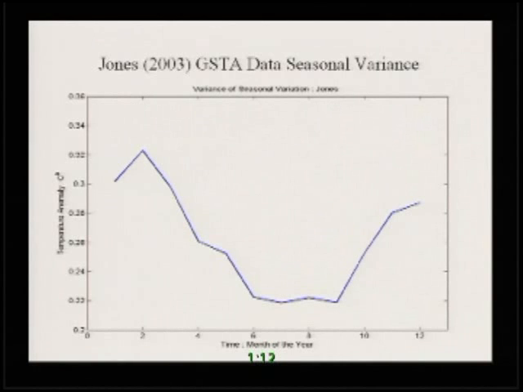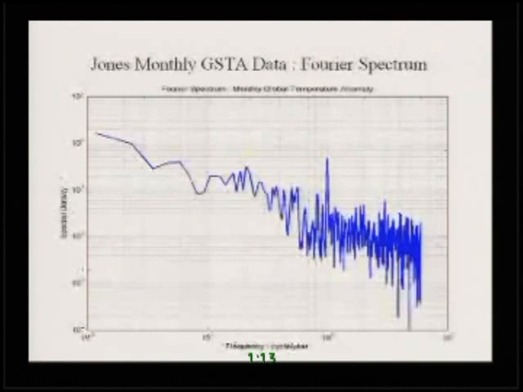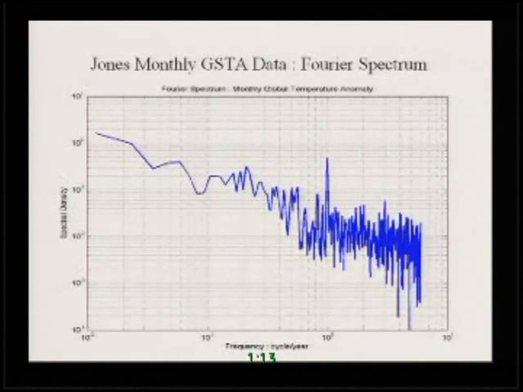But the curve is not smooth. It's not that January is the highest. February is the highest. All this indicates we have a problem. So I decided to look at the data.